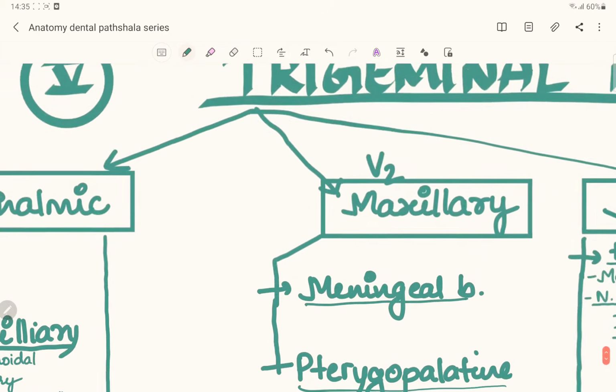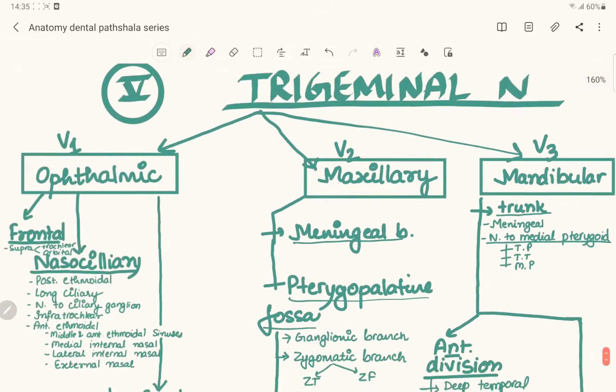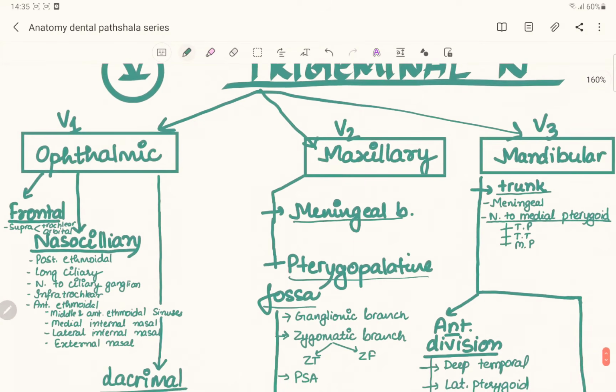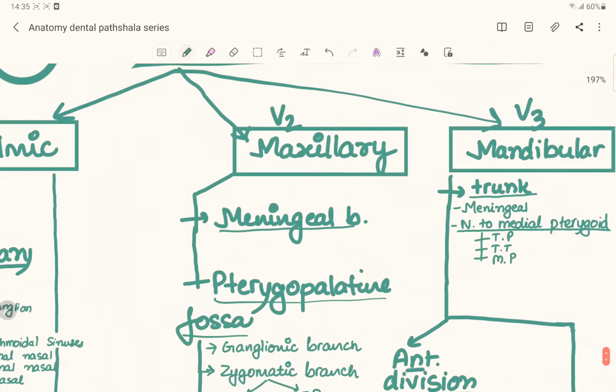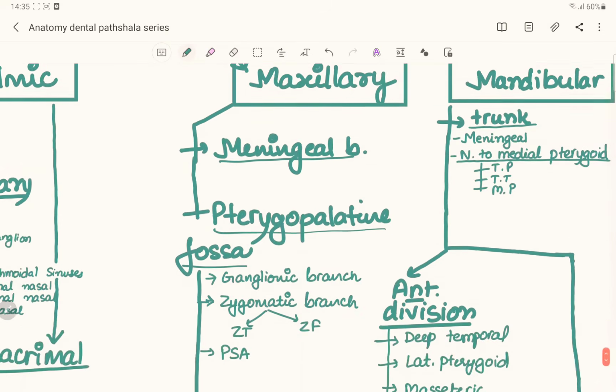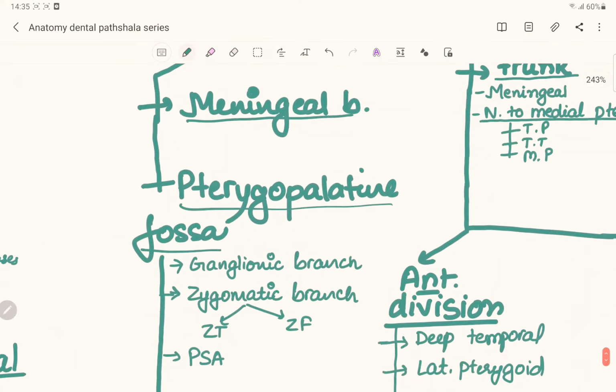Coming to the second division of the trigeminal nerve, if you want to study the trigeminal nerve in detail, then we have a lecture on the trigeminal nerve. We are just going to brush up in this particular video lecture and see the trigeminal nerve in an animation video. Talking about the second division, the maxillary nerve, in the middle cranial fossa it gives off the meningeal branch. In the pterygopalatine fossa, it gives off the ganglionic branches, which are basically the pterygopalatine ganglion branches.